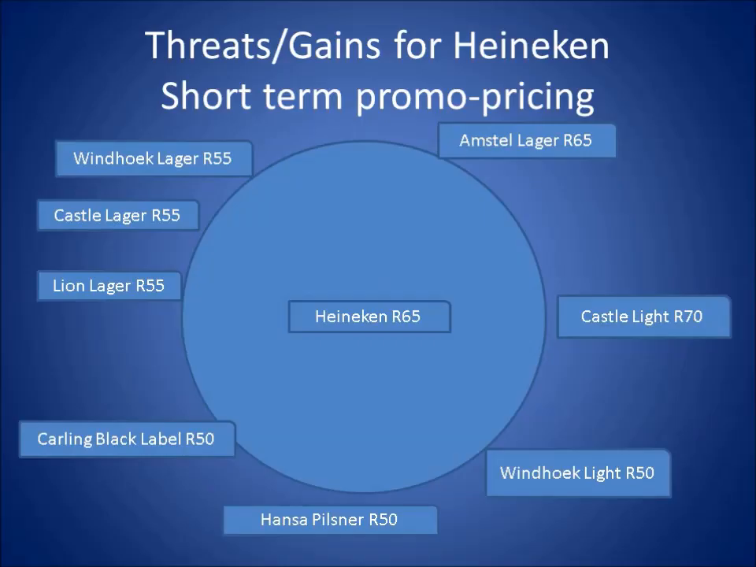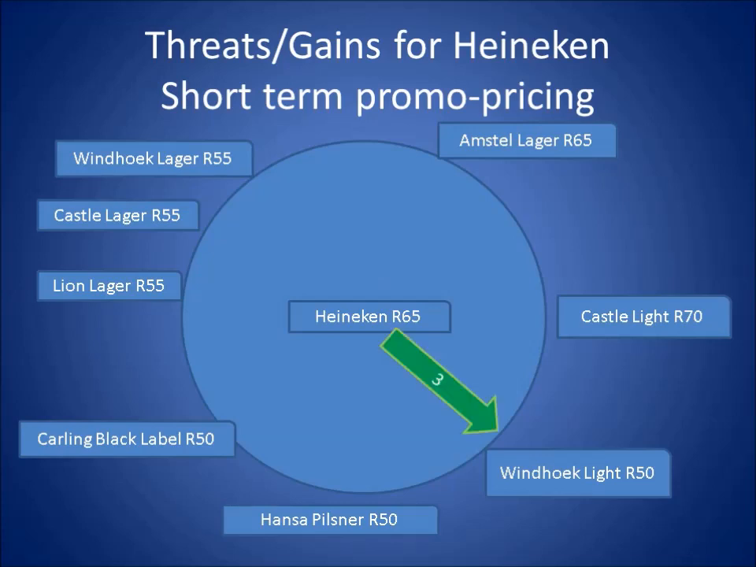Okay, so we can now take the previous slides that I showed you and compile a threats and gains market picture for Heineken. We're dealing with short-term promo prices. Really, we are showing the brands here: Windhoek Lager 55 Rand, Castle Lager 55 Rand, Lion Lager 55 Rand. Heineken is at 65 Rand, and then the real premium is Castle Light at 70.